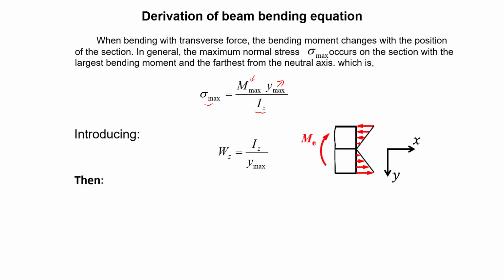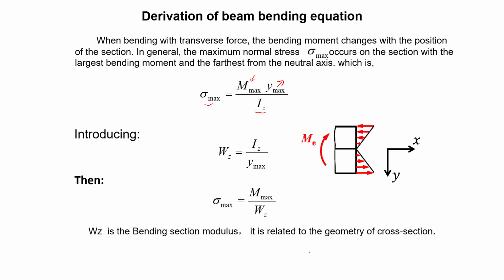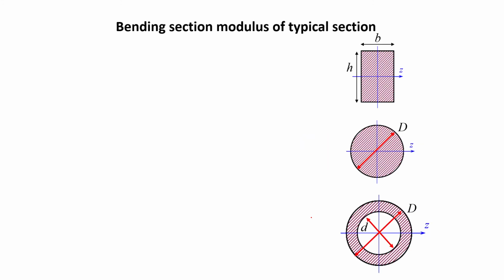Okay, so then you can simplify the equation. The maximum stress due to bending will be characterized by the equation: maximum moment you apply, divided by the section modulus. And section modulus essentially is related to the geometric relation, especially for different cross sections, you will get different values. Okay, this bending section modulus we can understand from some typical sections.